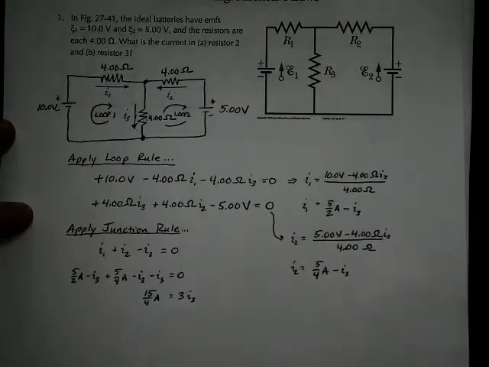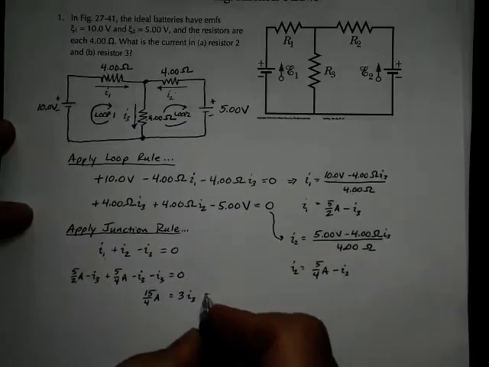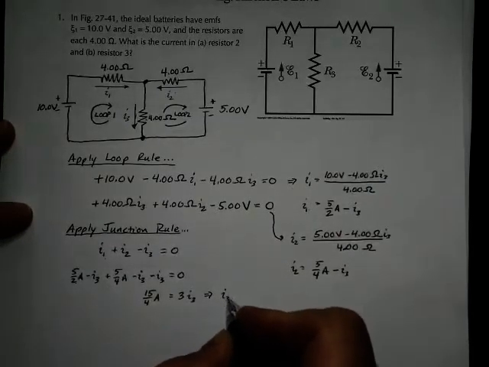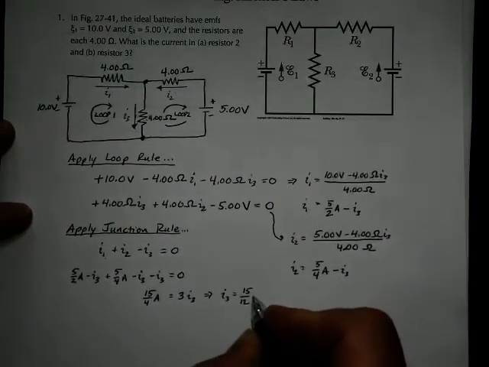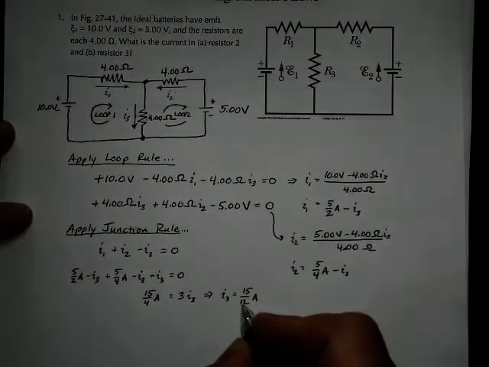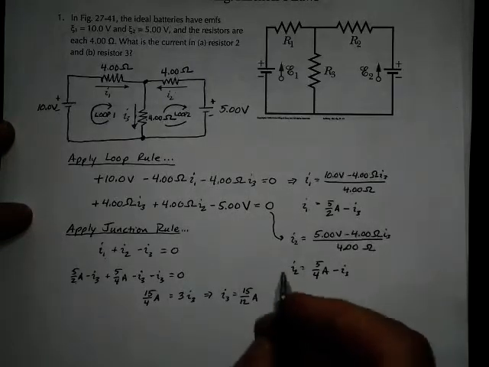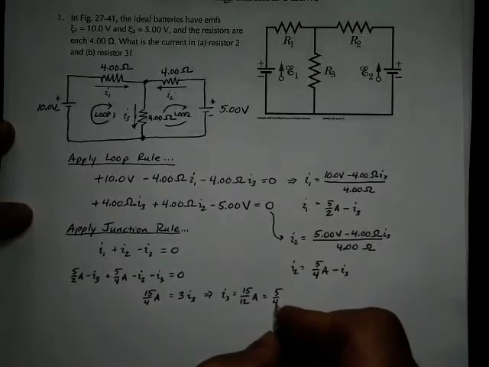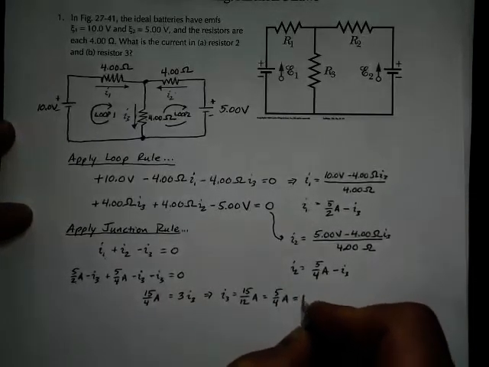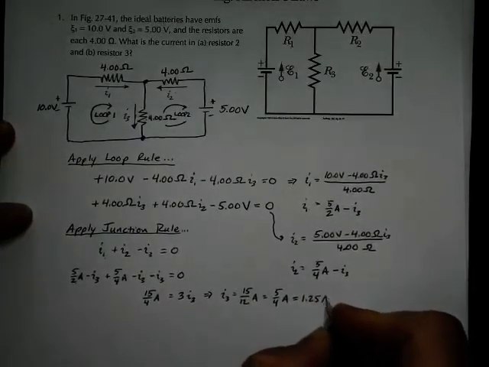And then if I divide through by 3, I see that I3 is equal to 15/12 of an amp. You can reduce that, of course, if you divide both of those by 3, and that's 5/4 of an amp. Or if you prefer, 1.25 amps.